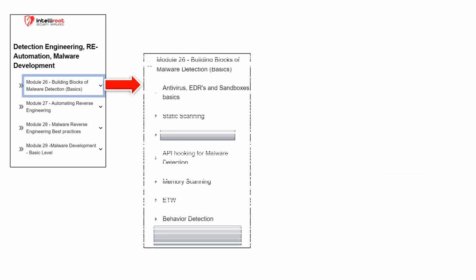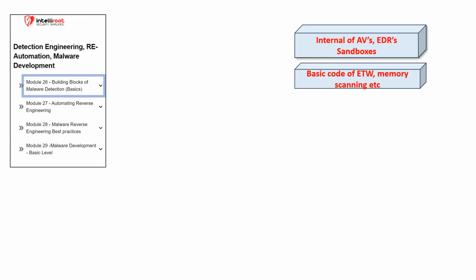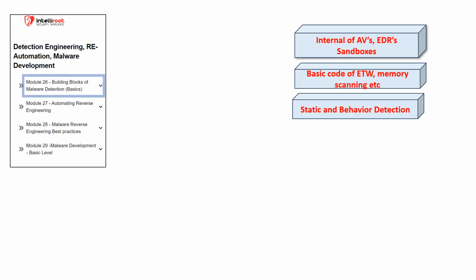Now, the last section of the training includes detection engineering, reverse engineering automation, and malware development. Module 26 covers building blocks of malware detection. Here we are going to talk about the various components of antiviruses, EDRs, and sandboxes, and also learn how to do some basic coding of some of these components. Here, I have shared some basic codes for ETW, memory scanning, and some other technologies.